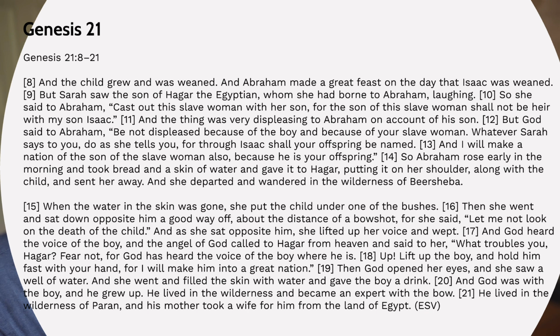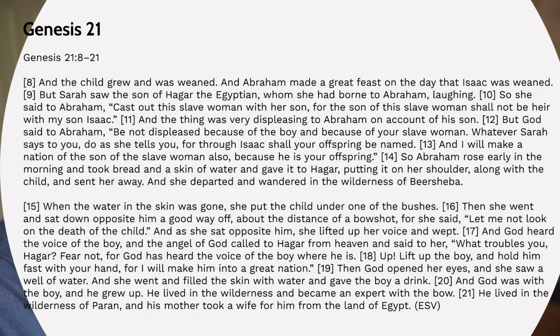And God was with the boy, and he grew up and lived in the wilderness and became an expert with the bow. He lived in the wilderness of Paran, and his mother took a wife for him from the land of Egypt. And so you may have seen some of the conflict or the crisis moments in this story.